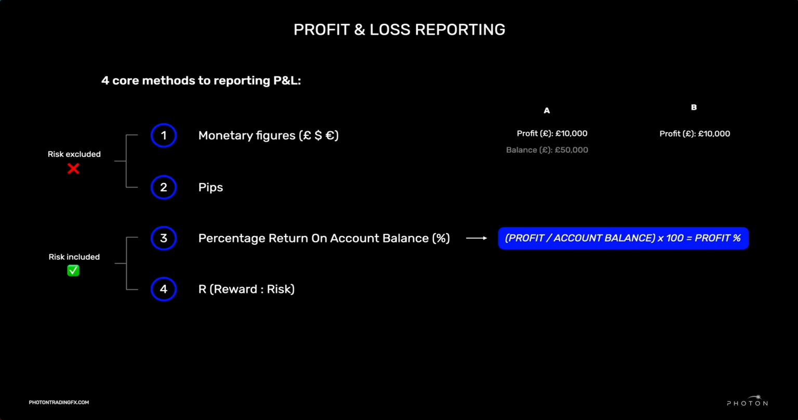So in the example above of the two traders, trader A has a £50,000 account. So this means that £10,000 profit is equal to a 20% return, because £10,000 profit is 20% of the 50 grand balance, right? But the second trader actually has a £1 million account. So that means that their same £10,000 profit is actually only a 1% return on capital.